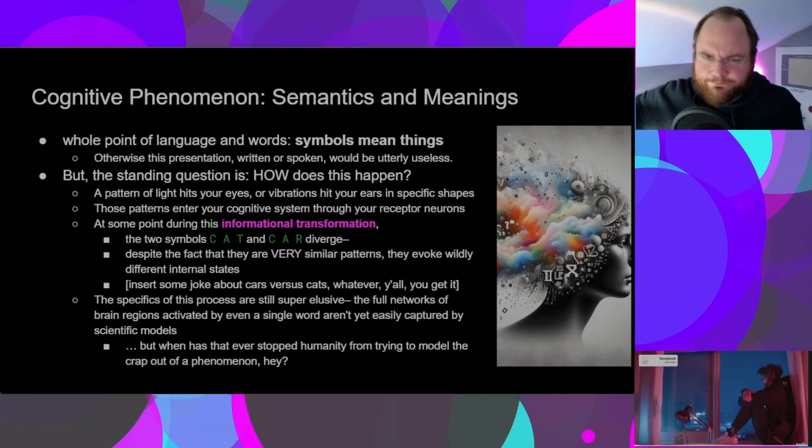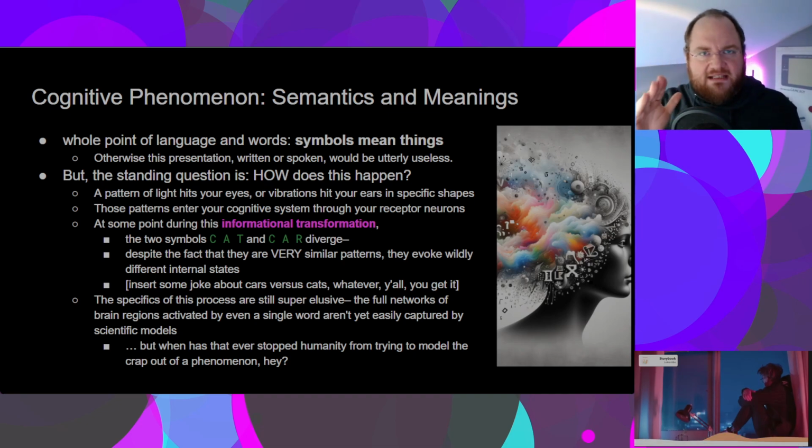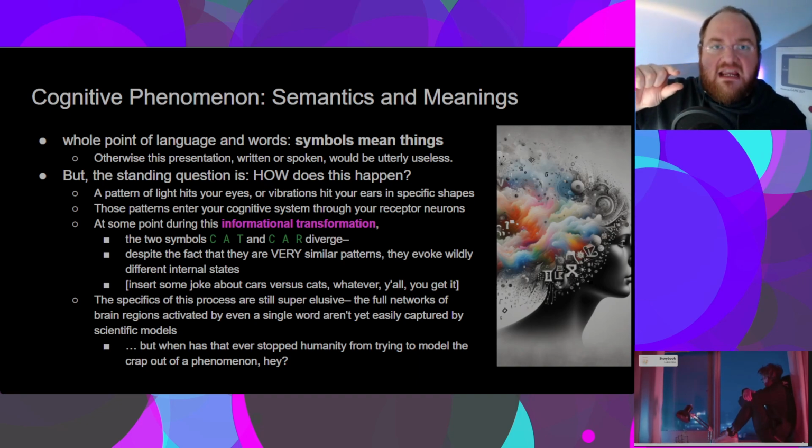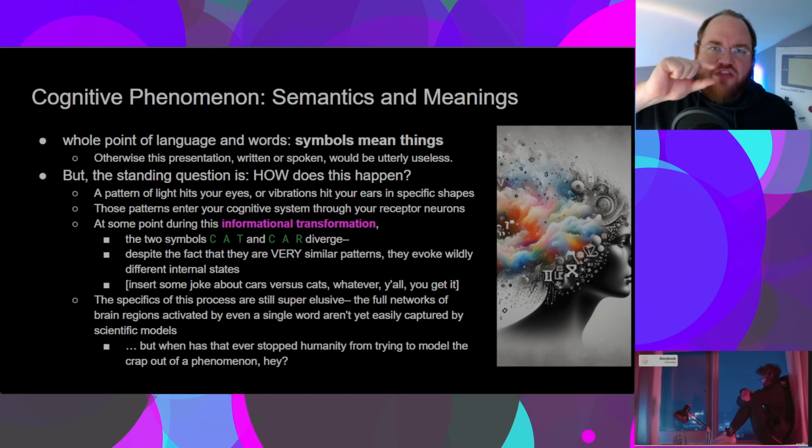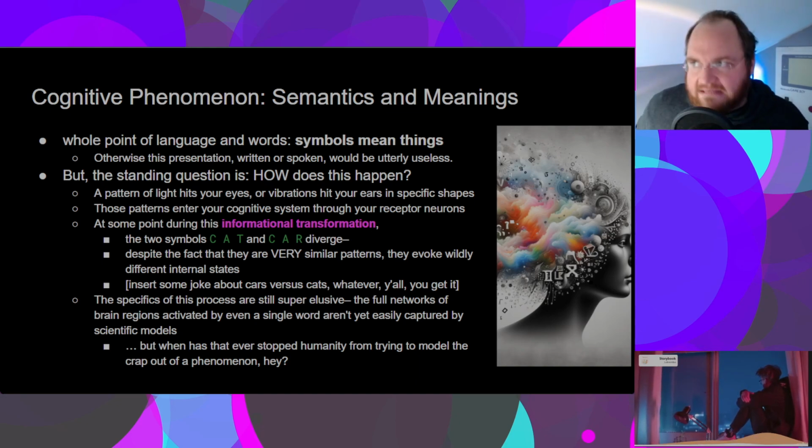Let's walk through this. A pattern of light in a particular shape hits your eyes, right? Or vibrations hit your ears, right? But either way, they take these specific shapes. Me saying the letters CAT, or rather, let's go with saying the word cat, right? And you reading the letters CAT, these are two different shapes that exist in the world as symbols, and they signify something to do with the animal type.